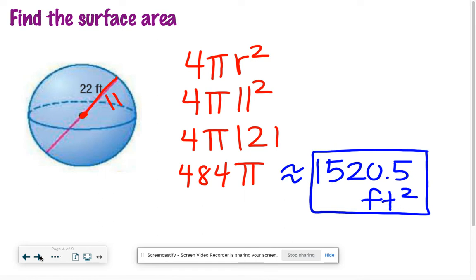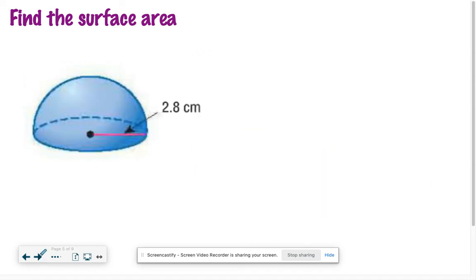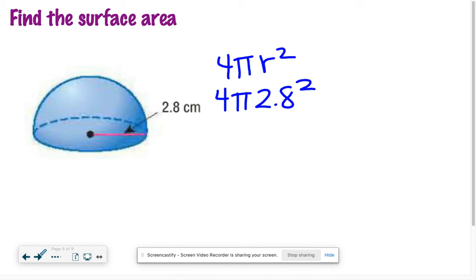That's it. That was just a nice calculator work problem. Now we're finding the surface area of this dome, or this half, or hemisphere, you could say. So I'm going to start off with the same formula, 4 pi r squared. Plug in our radius, 2.8 squared.